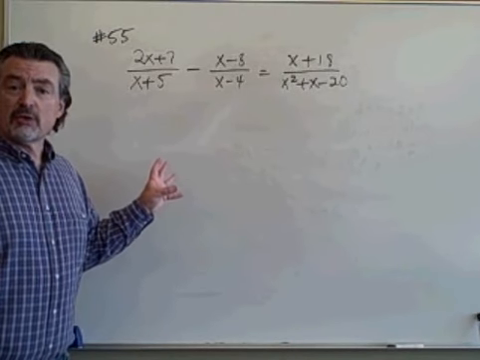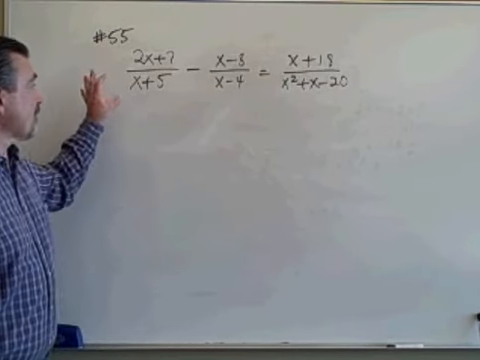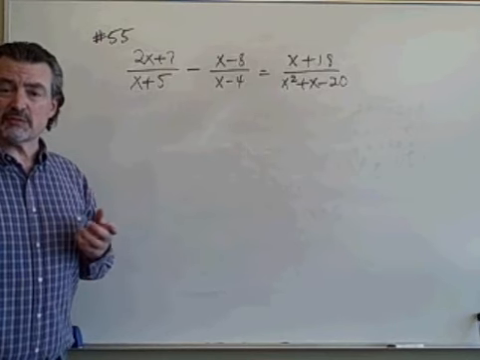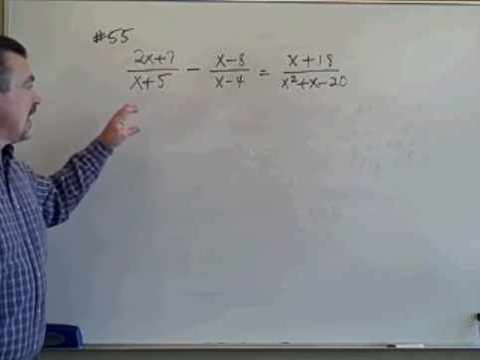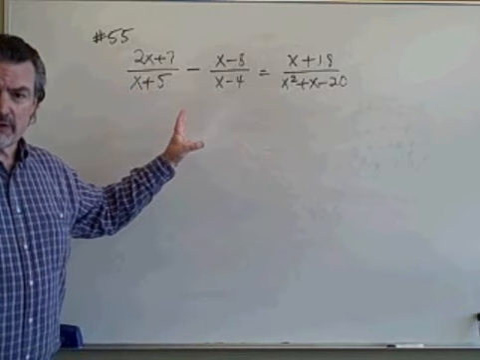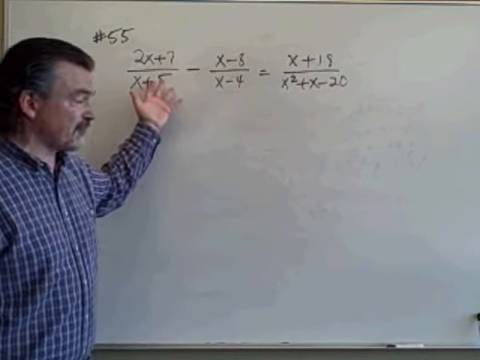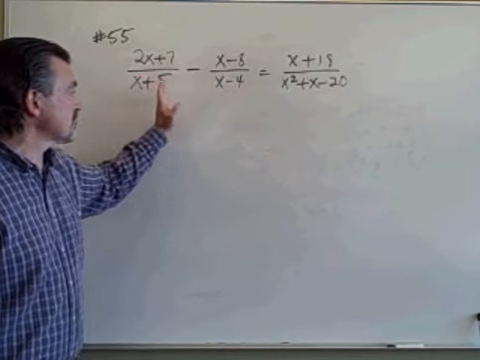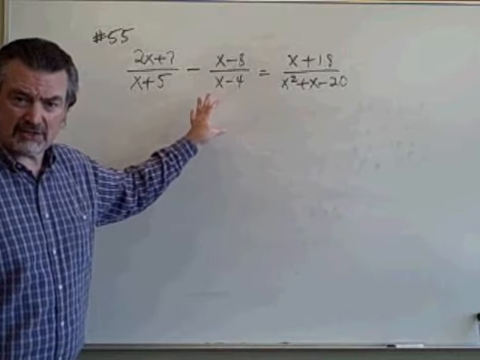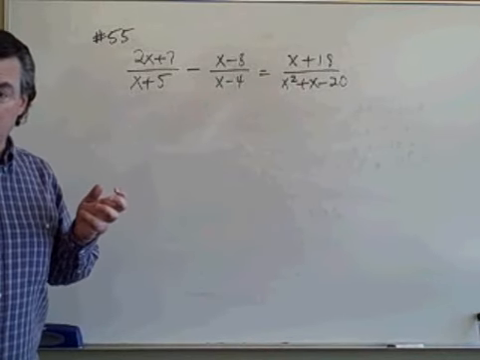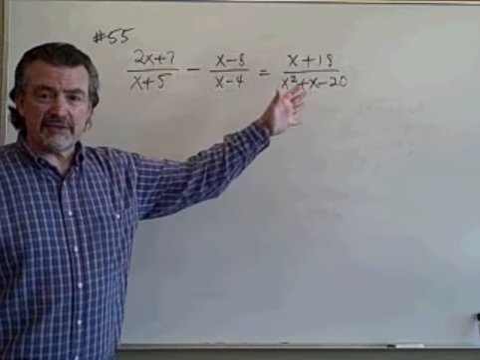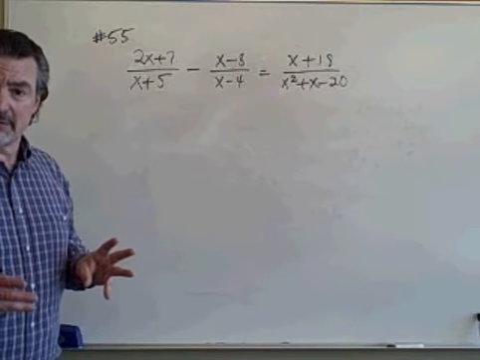Here's another rational equation for us to look at. This is problem 55 from chapter 6 review exercises. It's not a proportion. I can't cross multiply. I don't have a single fraction over here. I have two fractions, two separate terms that are fractions. So I'll have to find a multiplier that when I multiply everything by that multiplier, it will cancel the denominators.